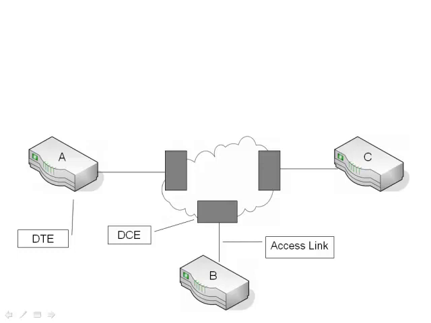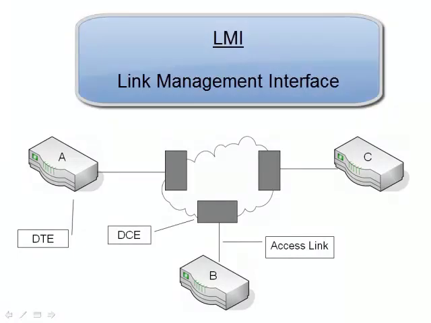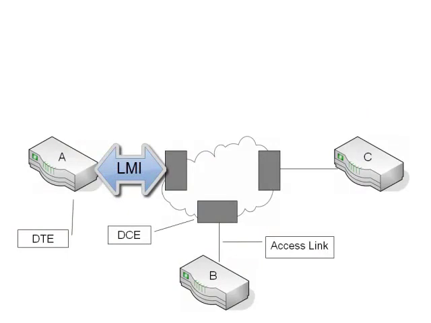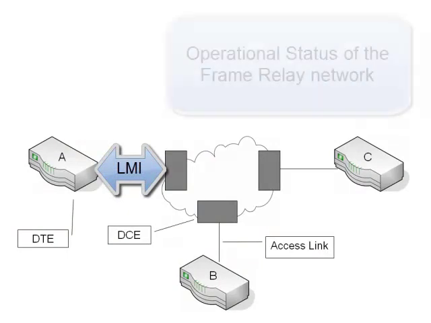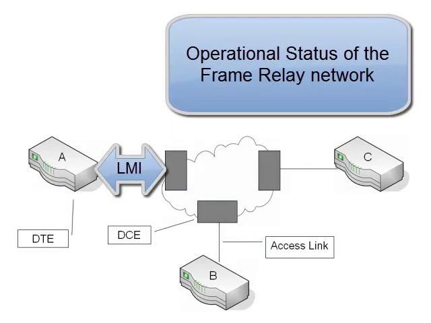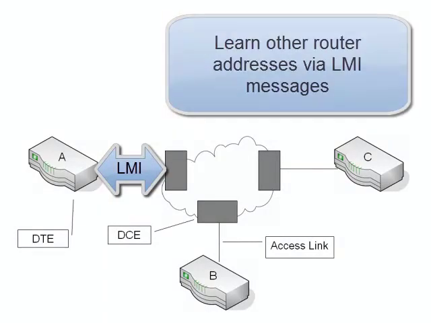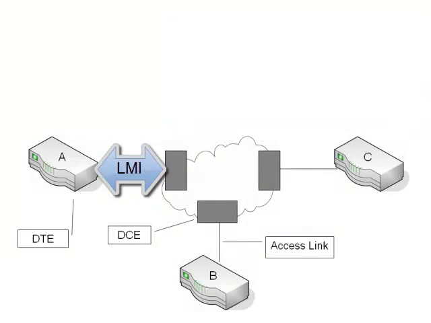Now, our router and our frame relay switch are going to communicate with each other regularly. They do this by a protocol known as LMI, or Link Management Interface. This is really just a way for the two devices to send messages to each other. In those messages, the router can learn about the operational status of the frame relay network. Also, the routers can learn about the addresses of the other routers on the network. Router A, for instance, can learn about the frame relay address of routers B and C through the LMI messages it receives from the frame relay switch.